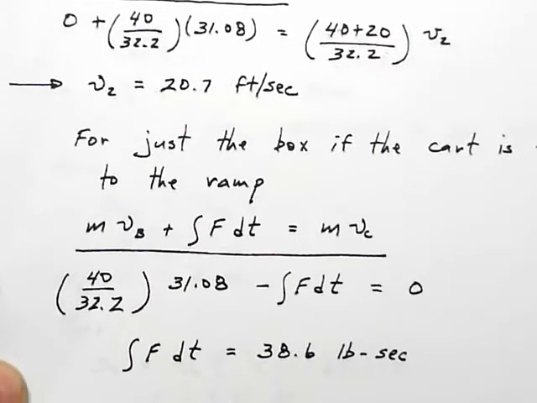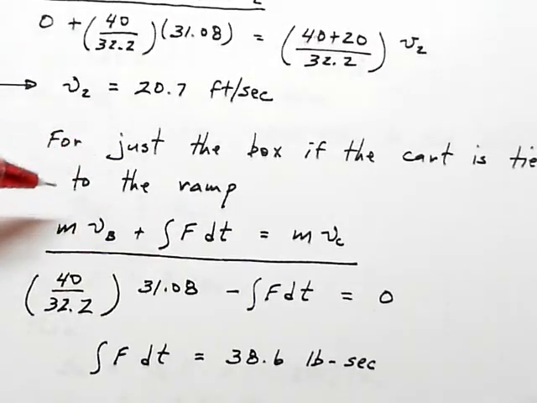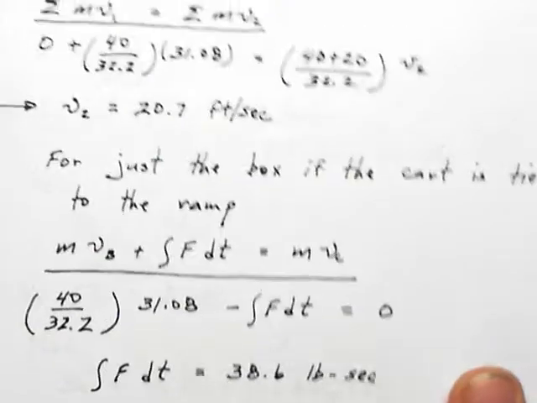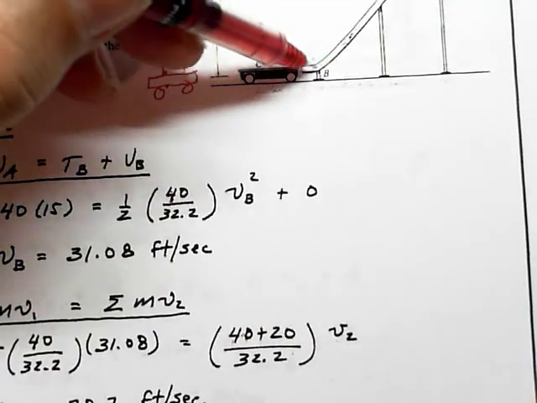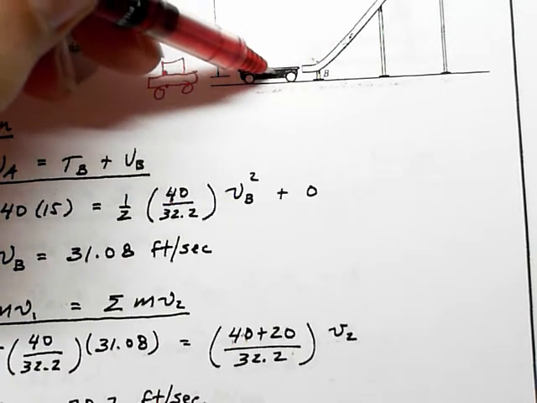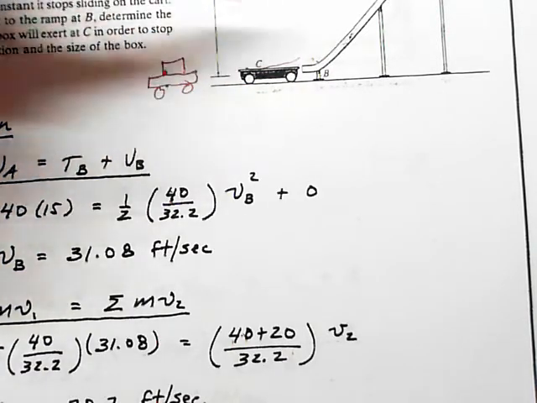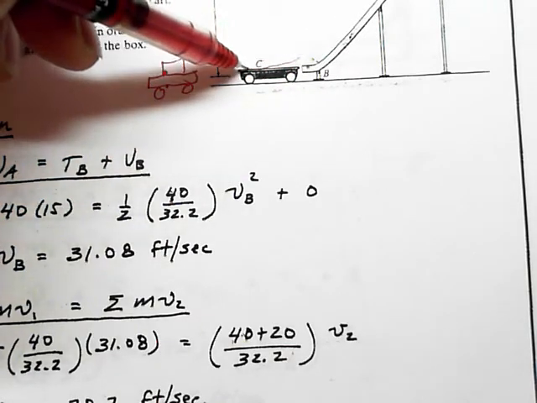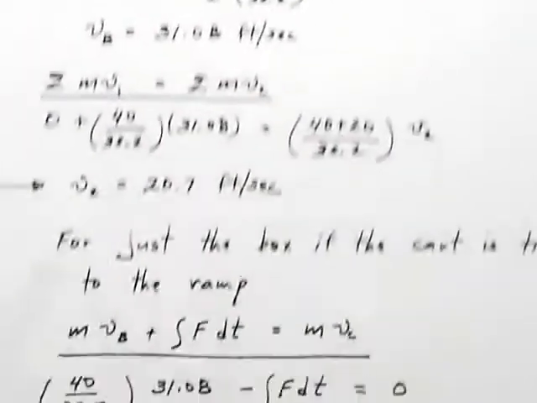Then the second question says somebody has tied the cart to the ramp. And so we want to understand what happens between the two times: when the box is about to jump on the cart is one time. The cart never moves, but the box stops sliding on the cart. So at time 1, the box has velocity. At time 2, the box does not. The cart never has velocity.